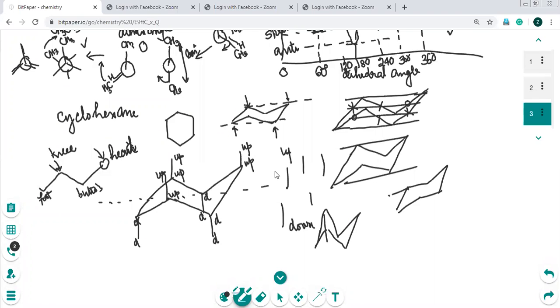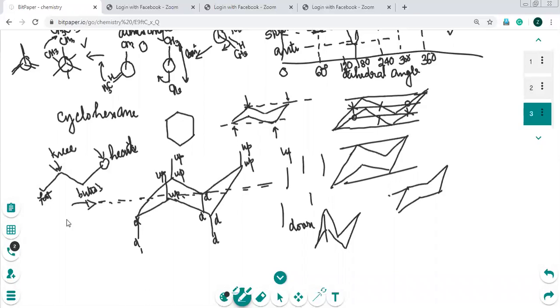So those which are perpendicular to the plane of this ring, see, this is the plane of the ring. These bonds are perpendicular to the plane of the ring. See here, this bond is pointing down. This is the plane. These bonds are pointing up, so they are perpendicular to the plane of the ring.